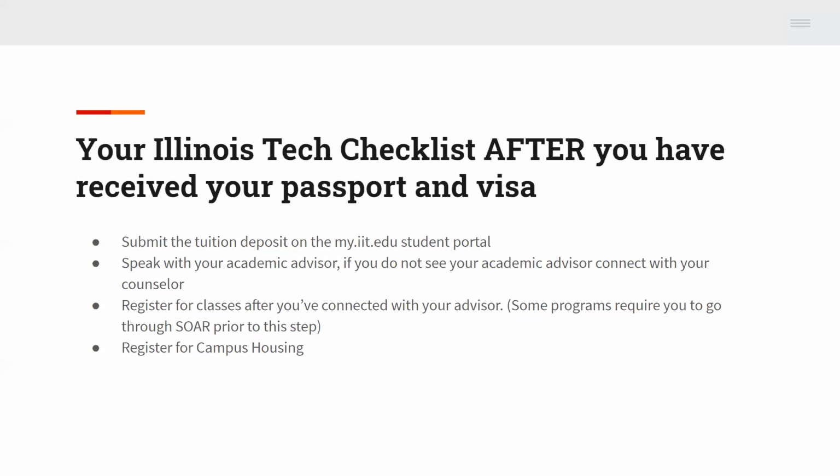Submit your tuition deposit on your student portal. That is my.iit.edu. You'll go ahead and pay that tuition deposit for the year. It essentially signifies to the university that we should be expecting you and you will be coming to the university. But also, one of the things that it does for us, it helps us understand that since you are coming to the university, we'll make sure to save that spot for you.